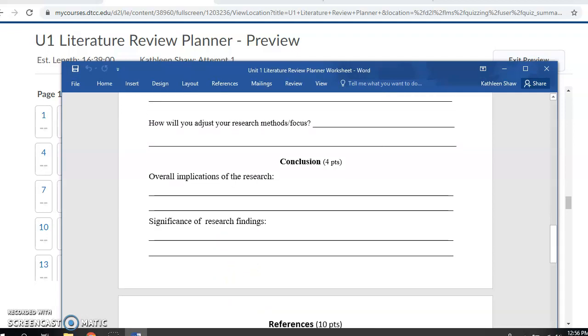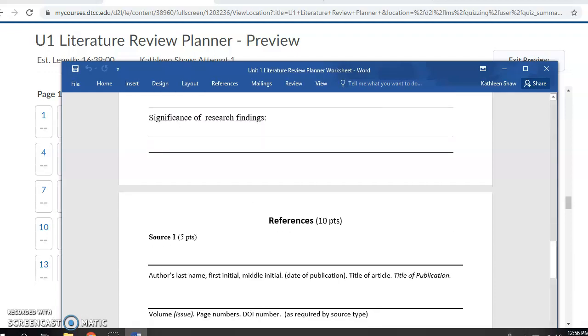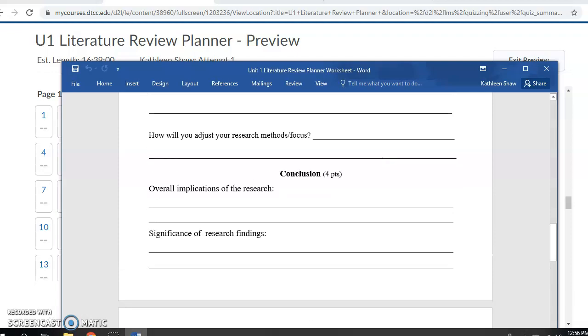And in the conclusion, you're going to explain the overall implications of the research and the significance of research findings, which sounds super fancy. But in terms of the actual information you want to include in here, the overall implications of the research, think about in terms of implications for you going forward with the topic. So in this conclusion you can explain if you feel as though your topic needs to be narrowed to be feasible, if you think that there are some limitations to your topic.